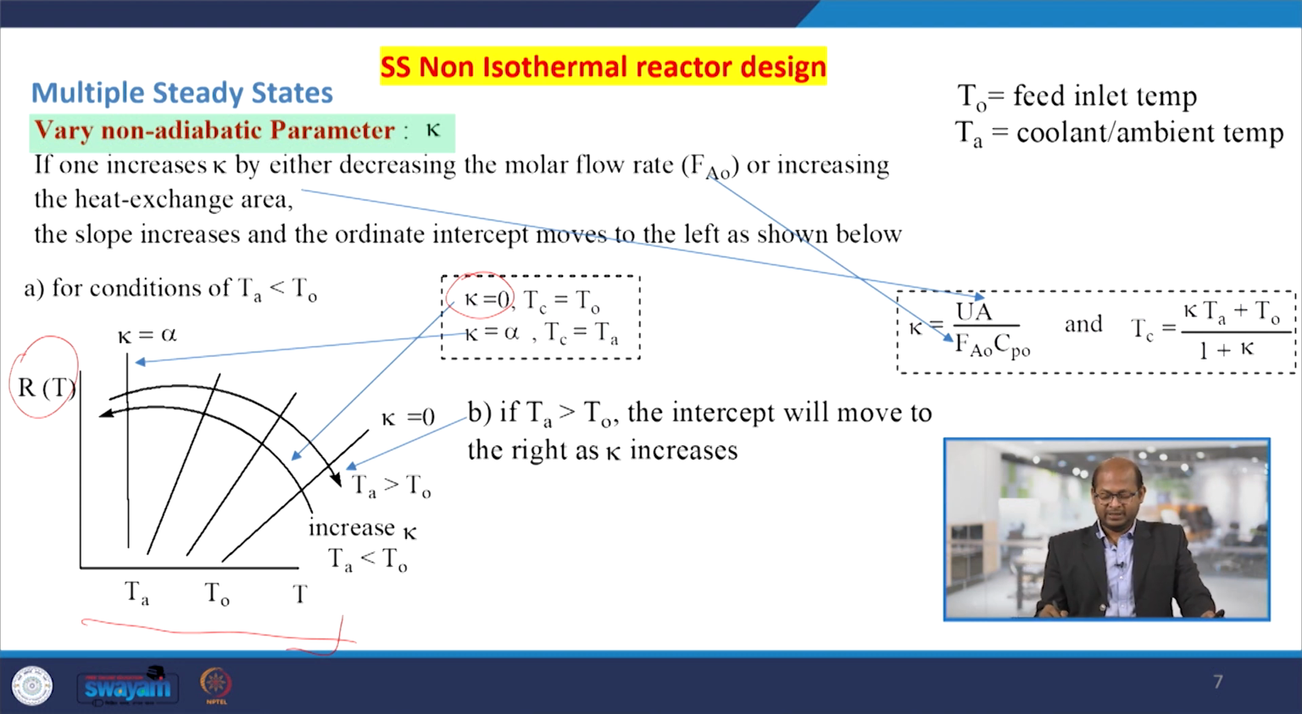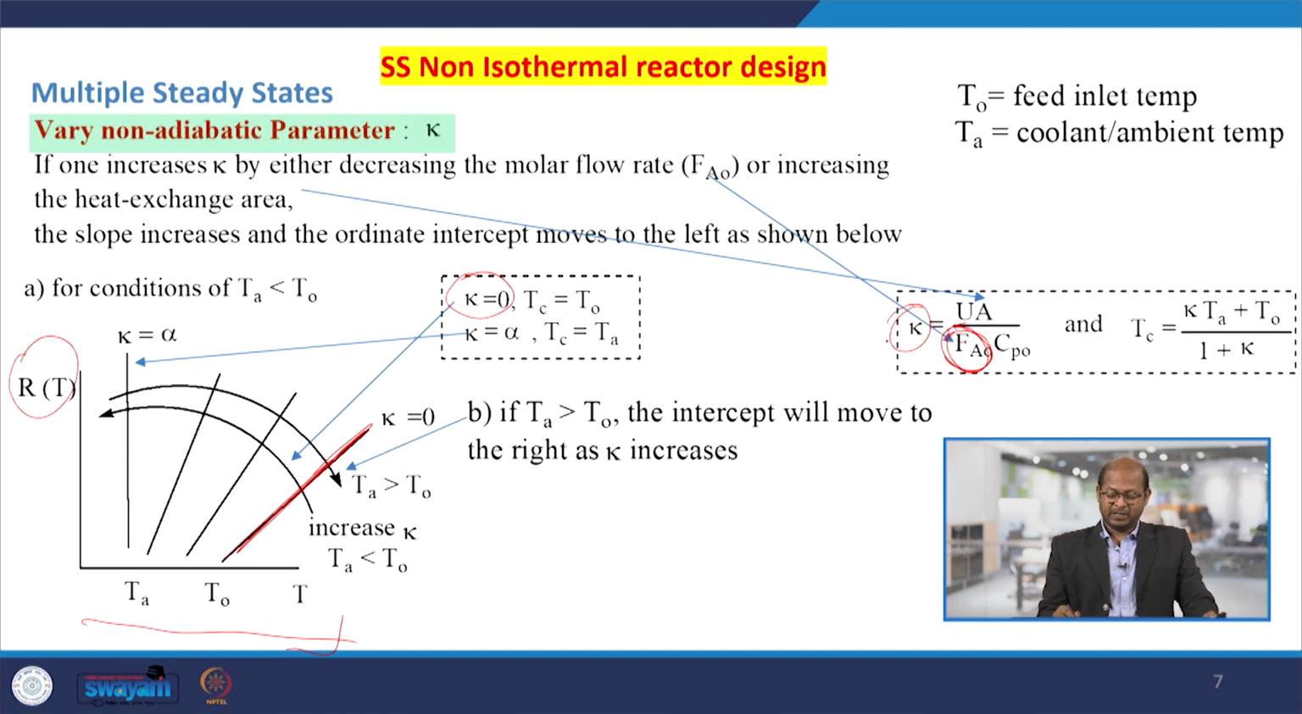When this molar flow rate Fa naught is very high, let us say Fa naught is very high, then the kappa value is close to 0. So then it would follow these heat removal lines, okay.